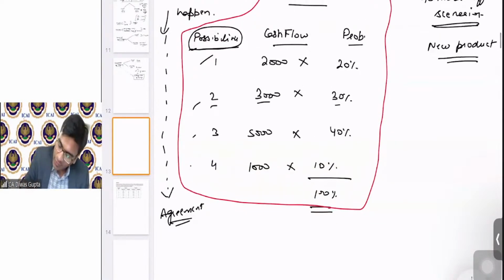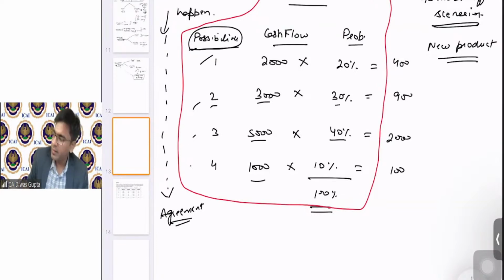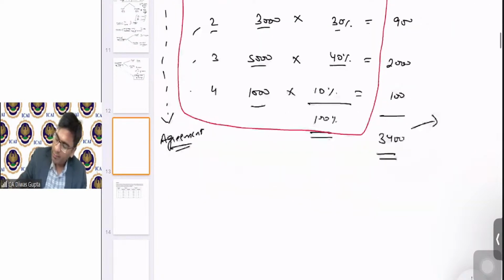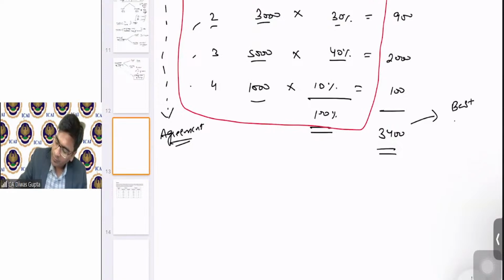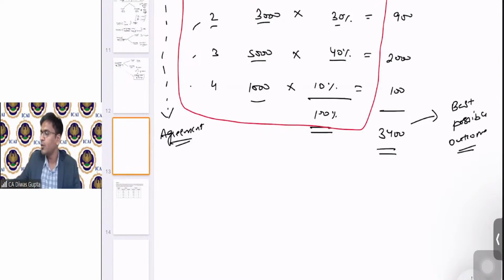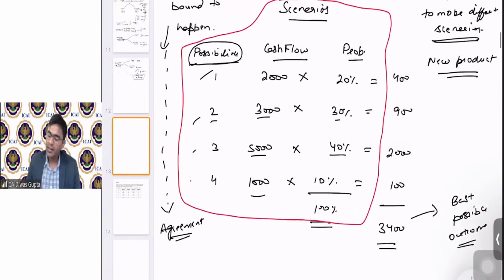So for that, what I will do, I will just multiply the probabilities with the different cash flows, right? So 2000 multiplied by 20%, which is 400. 3000 multiplied by 30%, which is 900. 5000 multiplied by 40%, which is 2000. 1000 multiplied by 10%, which is 100. So the total is 3400. So this is actually the best possible outcome, students. Correct? Agreed? With me till now, students? I hope this is clear.